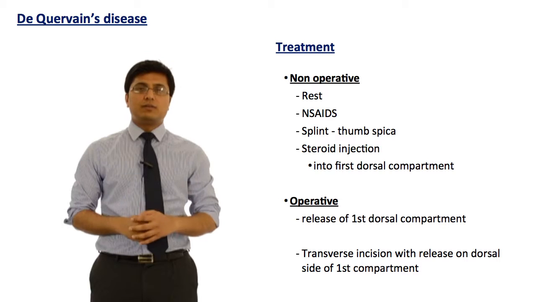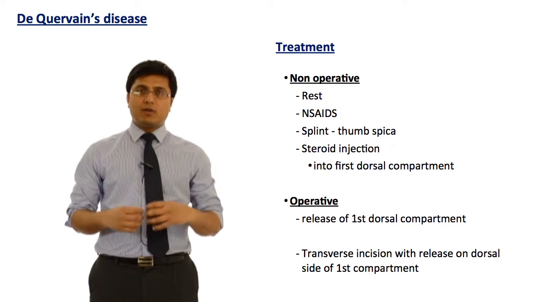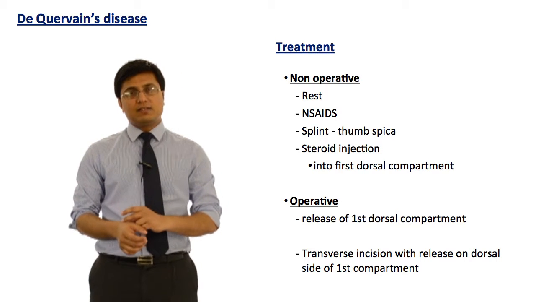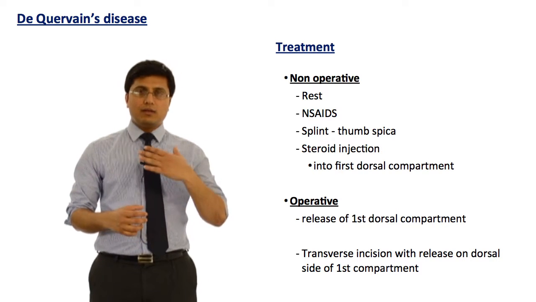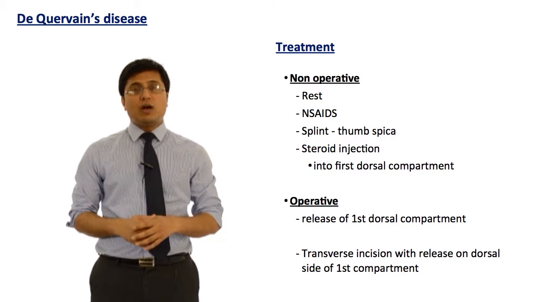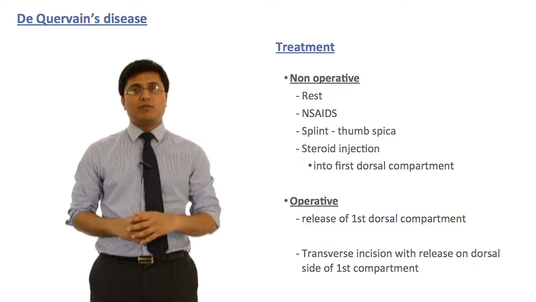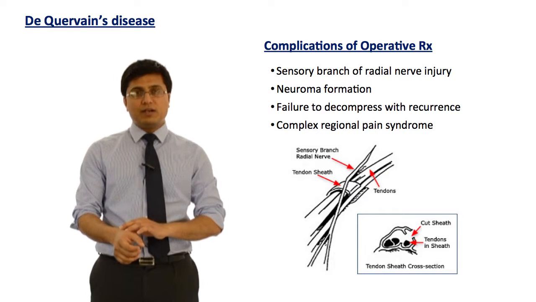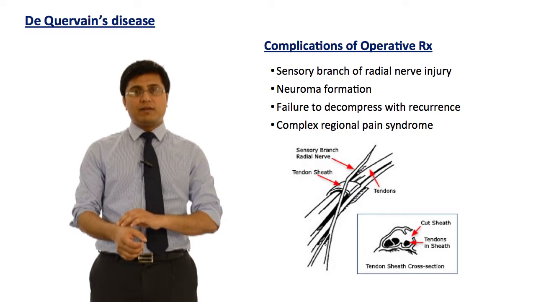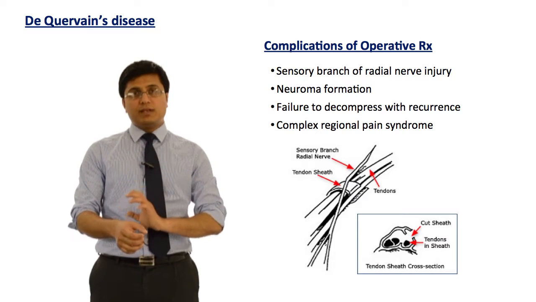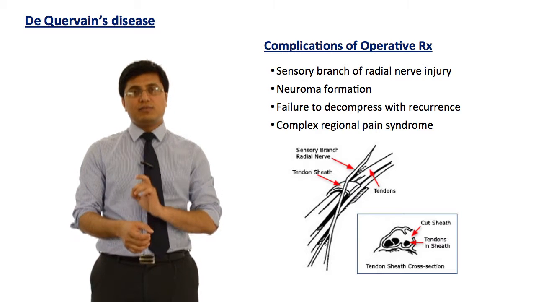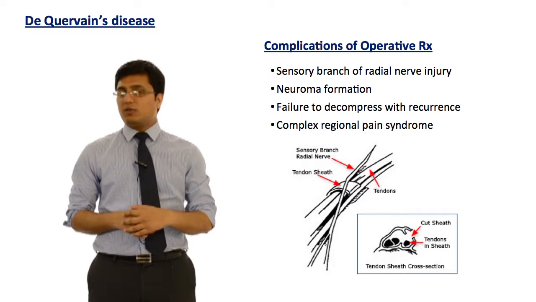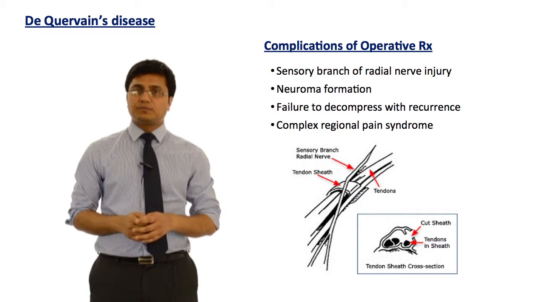In patients where conservative measures fail, rarely operative intervention is required. That will involve release of the first extensor compartment. Operative treatment is not without complications, and the complications include damage to the dorsal sensory branch of the radial nerve, and sometimes a neuroma may form. If we fail to release adequately, there is a possibility of recurrence of symptoms. Rarely, complex regional pain syndrome can develop following surgery.